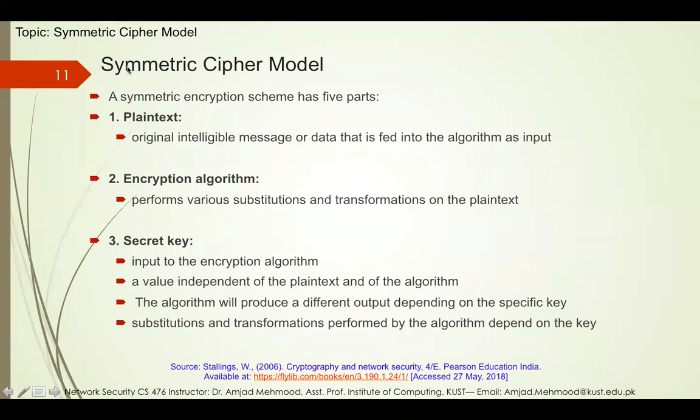Okay, symmetric cipher model. A symmetric cipher model has 5 parts, like plain text. You know what the plain text is. Plain text is the original intelligible message or data that is fed into the algorithm as an input. The encryption algorithm performs various substitutions and transformations on the plain text. Secret key is an input to the encryption algorithm, a value independent of the plain text and algorithm.